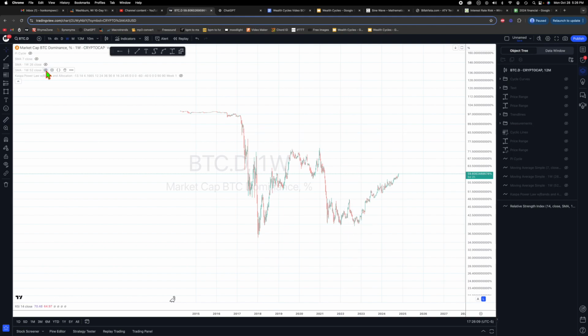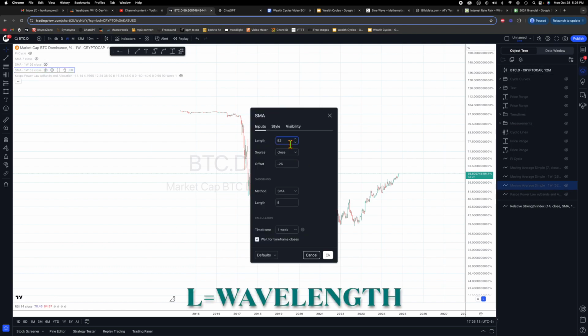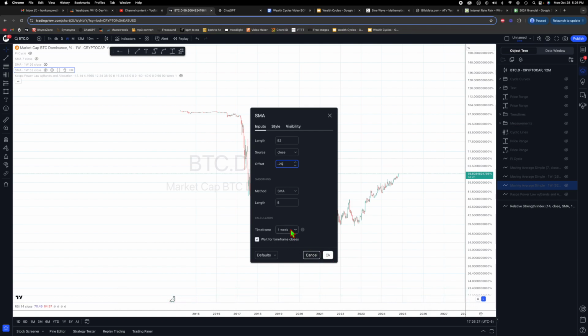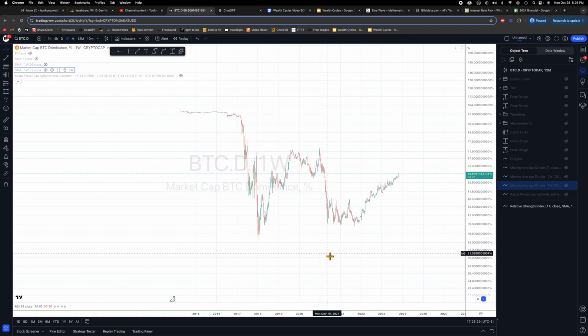So now what I'm going to do is take my simple moving average. We're going to take 1/4 of the cycle wavelength, which would be 52 weeks. And we're going to offset it by -1/8 of the wavelength, which would be -26 weeks. And time frame is weeks again. And when we do that, we get as smooth of a sine wave cycle trend as we can possibly achieve.